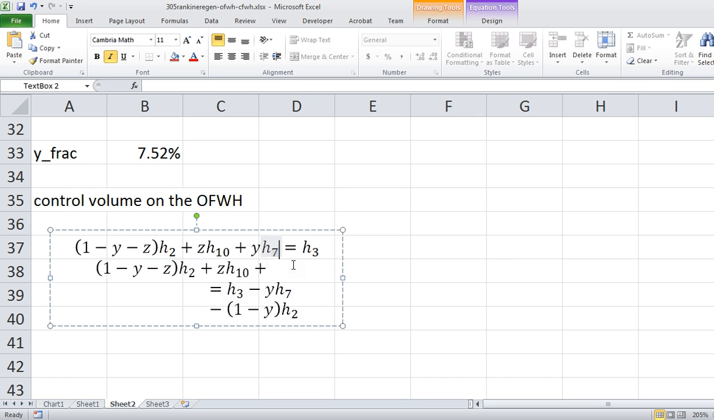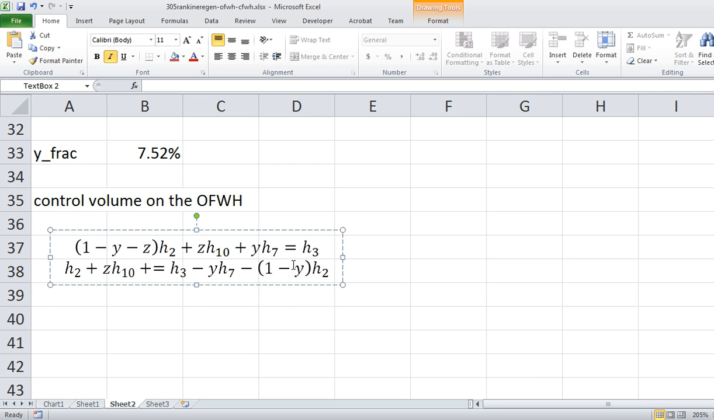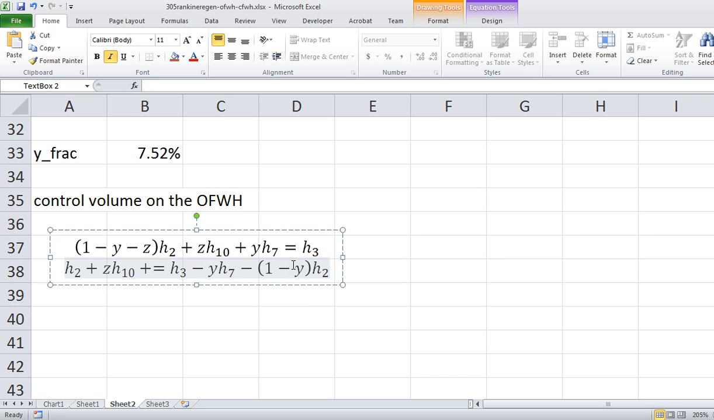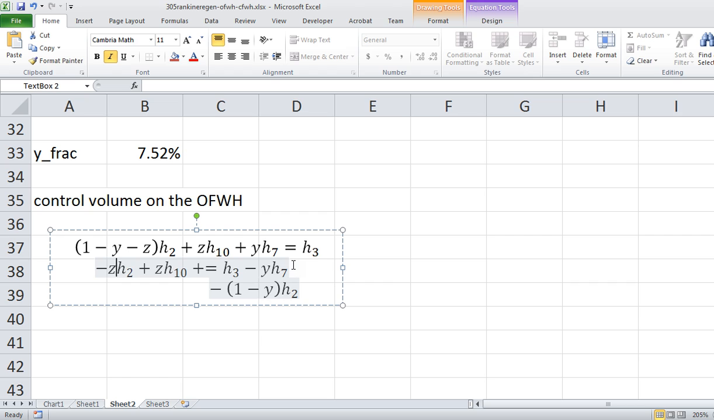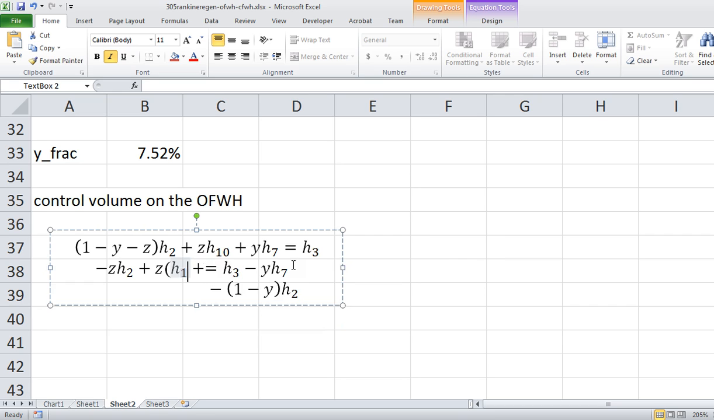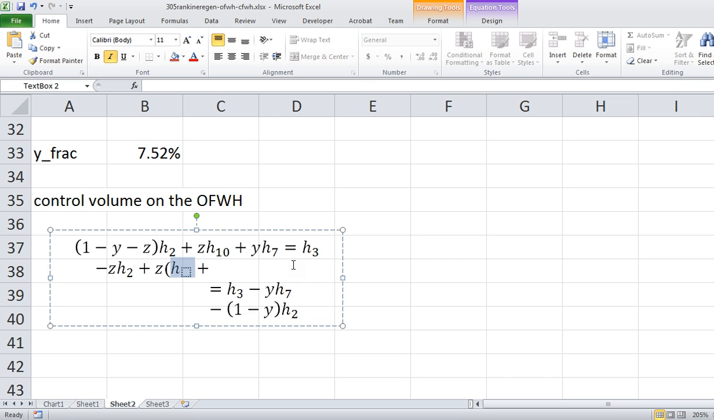And when I do that, I've got to take it off the other side over here. And now, oops, I had a minus Z there. So that minus Z has to go with the H10, so this actually becomes Z times H10 minus H2. I hate it when that happens. H10 minus H2.